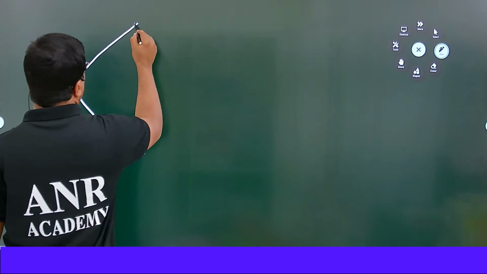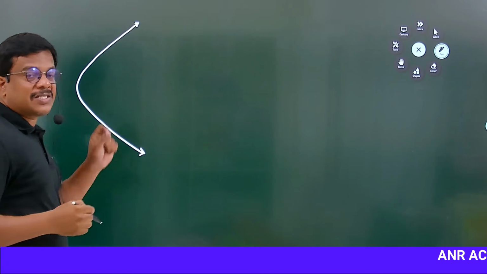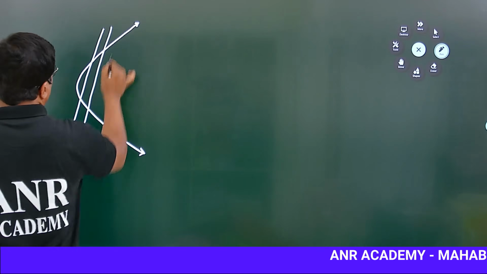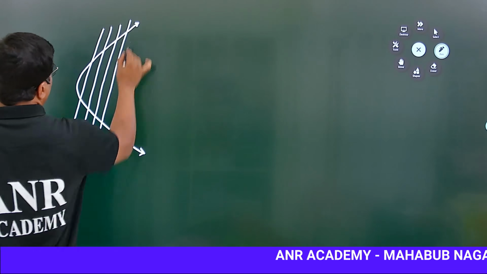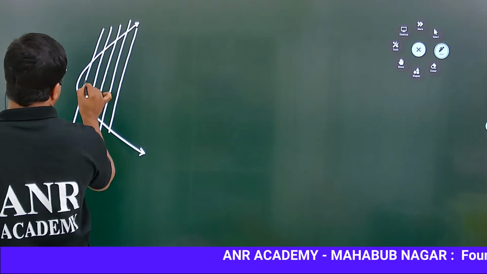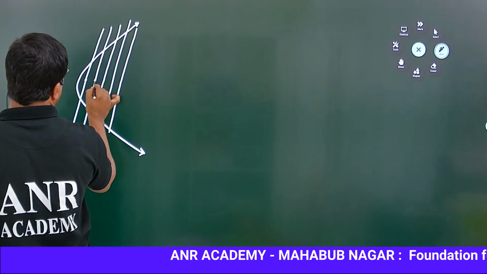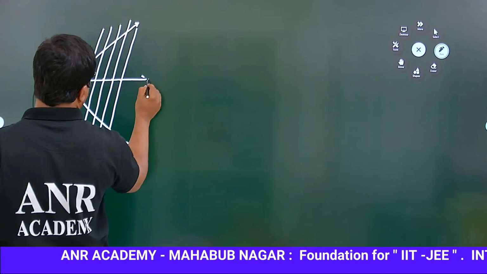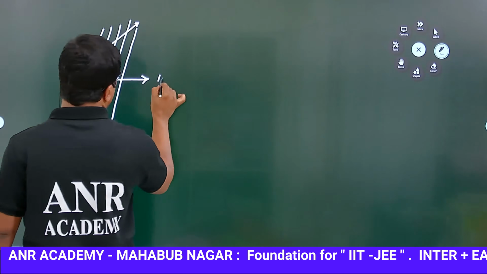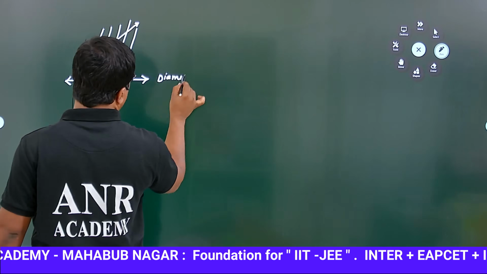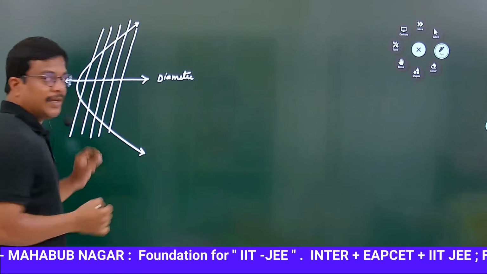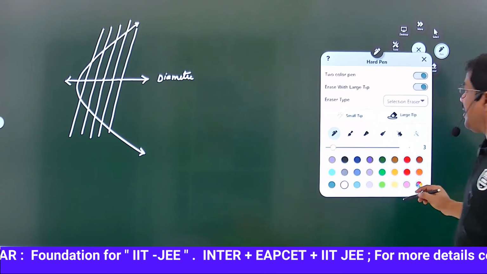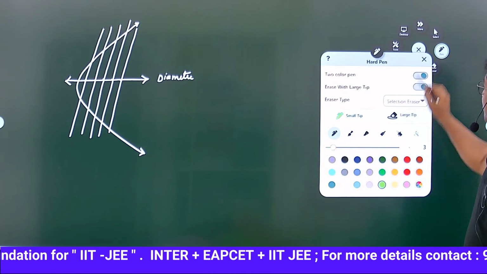Suppose this is the parabola. First draw parallel lines. These are parallel lines. Now let us draw the middle points of all these parallel lines. Joining them we get a line. This is known as a diameter. Okay? In the same way, if I select another family of parallel lines, what happens? Observe.